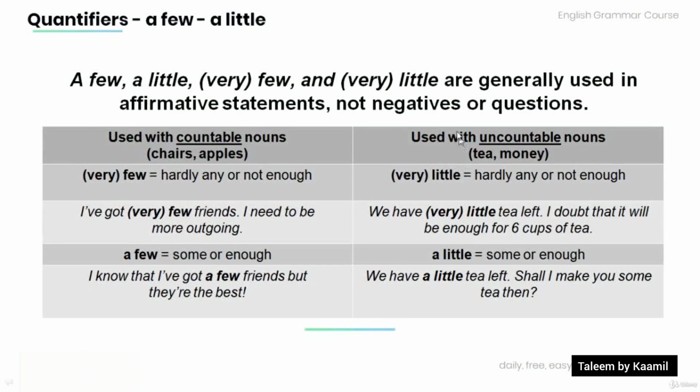And now, let's have a look at quantifiers that are used with uncountable nouns, such as tea and money. Very little, meaning hardly any or not enough. Have a look at the example below. We have very little tea left. I doubt that it'll be enough for 6 cups of tea. Note that the word tea in the sentence is an uncountable noun.